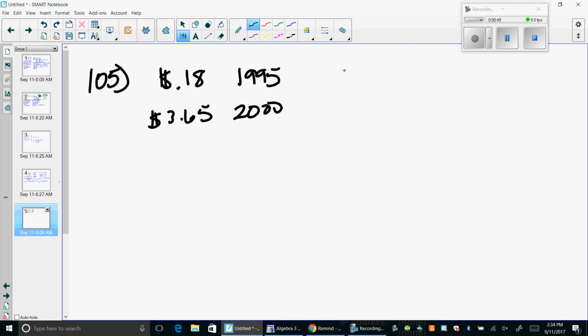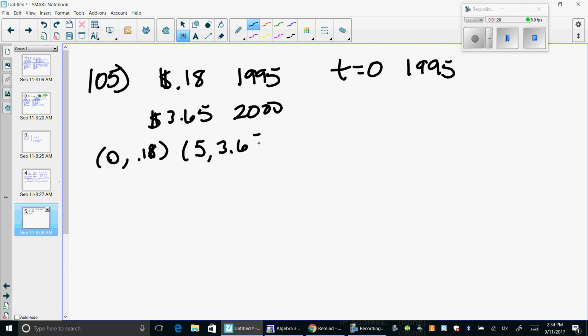They want me to use t equals 0 for 1995, and we talked in class today about why it would be important to switch that to t equals 0 for 1995, because once I write the point as (0, 0.18), I now have my y-intercept. That makes it a little bit easier. Also, Timberland wasn't around for hundreds of years, so there's no need to start at year 1995. Year 2000 would be year 5. So after 5 years, it was at 3.65, and at year 0, it was 18 cents. So your y-intercept here is 18 cents. That's going to be important, and then we'll find the slope in a second.